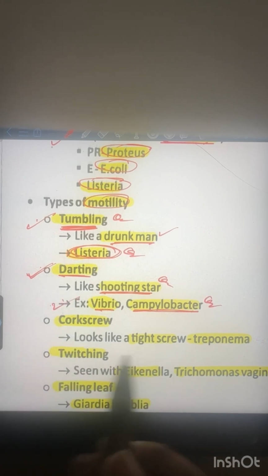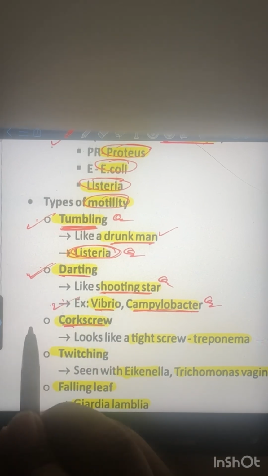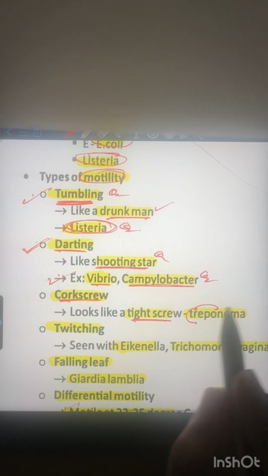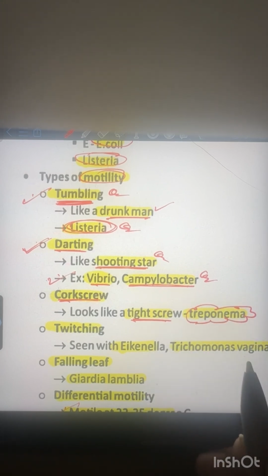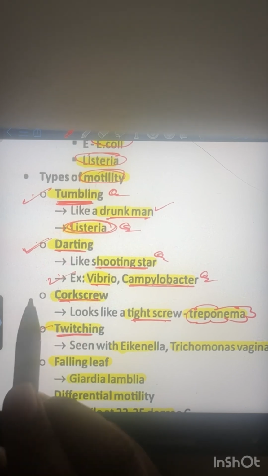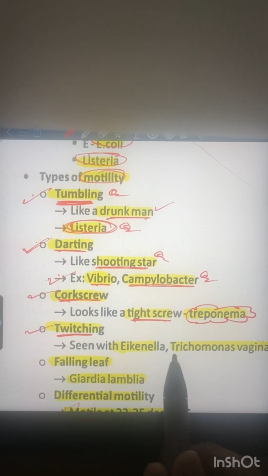Next, who shows you corkscrew motility? Corkscrew is reminding me of a tight screw. Who is looking like a tight screw? Treponema pallidum is going to be looking like a tight screw. So remember it. Who shows you twitching? T for T, Trichomonas vaginalis shows you twitching. For the INI-CET aspirants, Eichinella is also going to show you the same twitching motility.